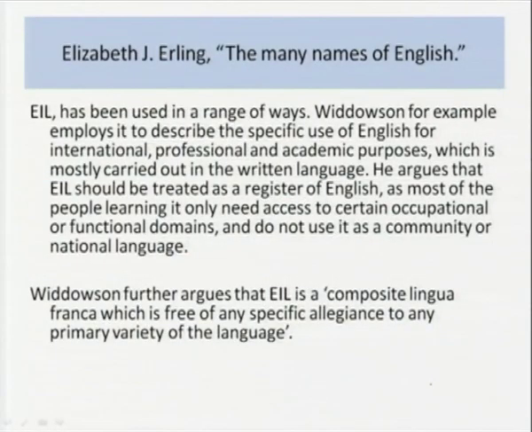Now, let us look at an essay, I think it was published in the journal English Today, if I am not mistaken, by Elizabeth Erling, and the title of the essay is The Many Names of English. Okay, let us read what she says. EIL, or English as an international language, has been used in a range of ways. Now, she points to a well-known linguist named Widdowson. Widdowson, for example, employs it to describe the specific use of English for international, professional and academic purposes, which is mostly carried out in the written language.